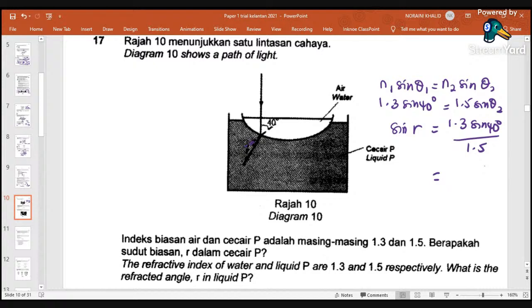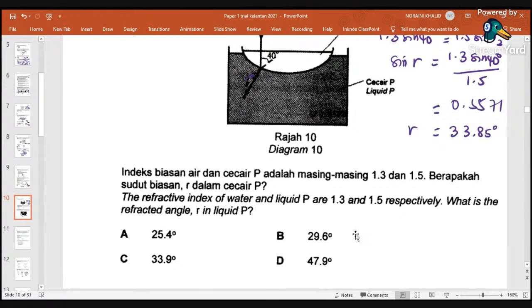So you will get 0.5571. So R equals 33.85 or 33.9. Okay, answer is C.